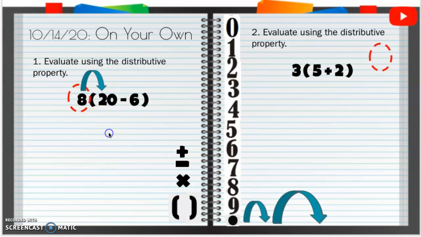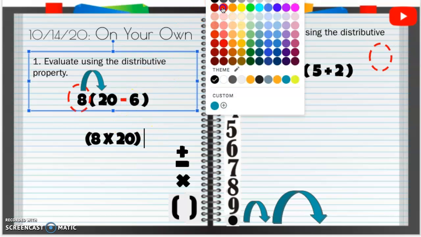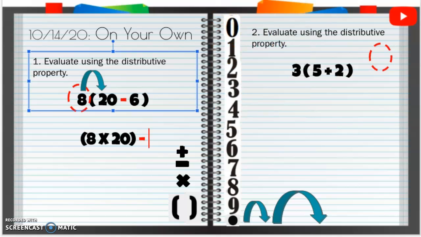So 8 times 20. We are going to have 8 times 20. Now, inside the parentheses, we do have a subtraction symbol. So that subtraction symbol we are going to keep. We are going to bring that down with it.